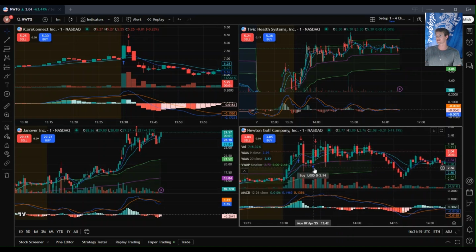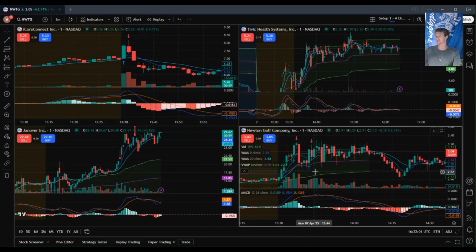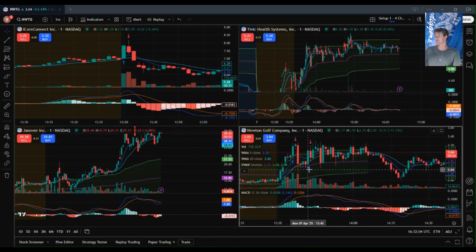Then for the last trade of the day, I traded the same stock again, and this one was a little bit better of a trade, but in hindsight, it still wasn't very good. I had seen this earlier move. The stock had gone back down to the VWAP, which is just an indicator that I use. Stocks are usually supported if they're above this, and that's this purple line right here. You can see it comes down to the VWAP and just kind of sits there.